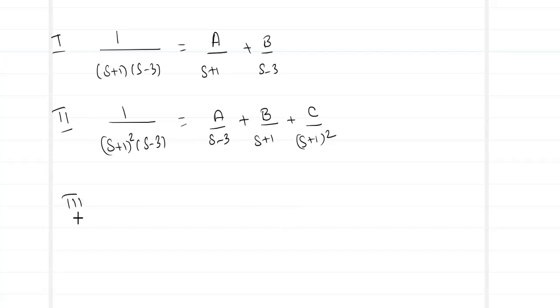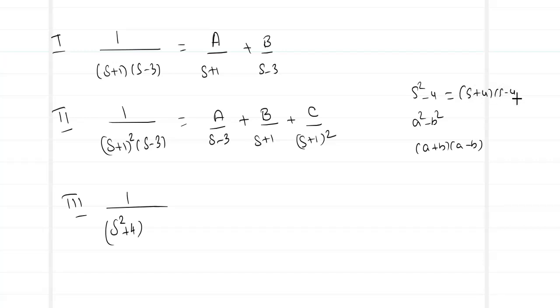Type 3. When we have a denominator which is non-factorizable, say suppose it's of the format s square plus 4, I cannot split this in any way. If it were s square minus 4, then I know a square minus b square can be split as a plus b into a minus b. So I can write s square minus 4 as s plus 2 into s minus 2.